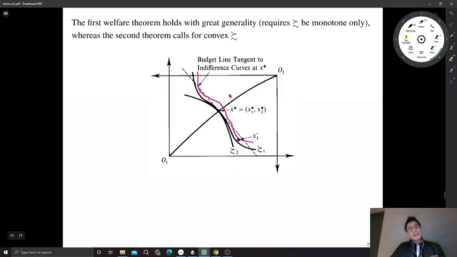And then in the next video, I'm going to talk about the next topic, the second example of general equilibrium in chapter 15, that is Robinson Crusoe's model.